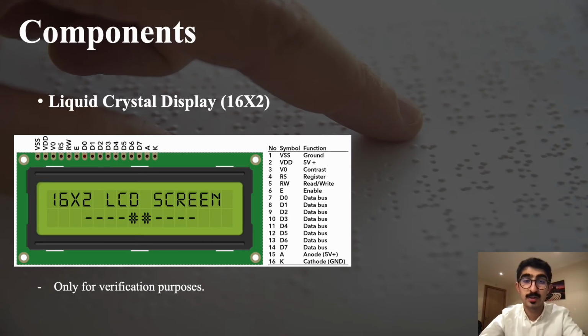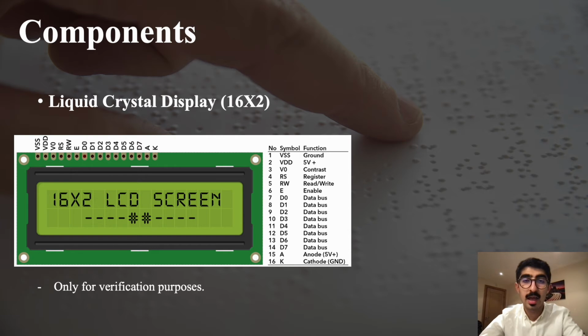Finally, we are going to talk about the last component that has been involved in our Braille system, which is the LCD. The LCD we have selected has a 16x2 display screen, meaning that a total of 32 characters can be displayed on that screen at a single time.